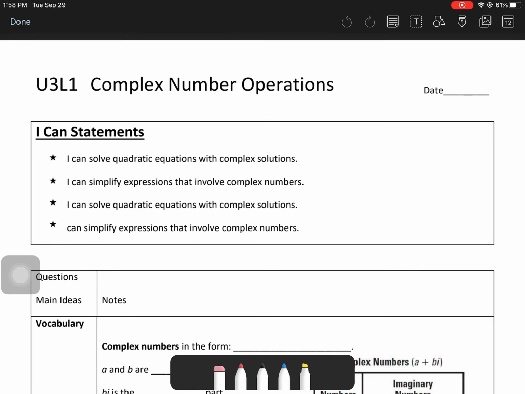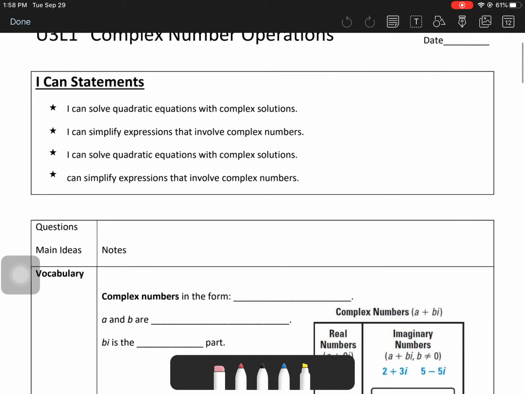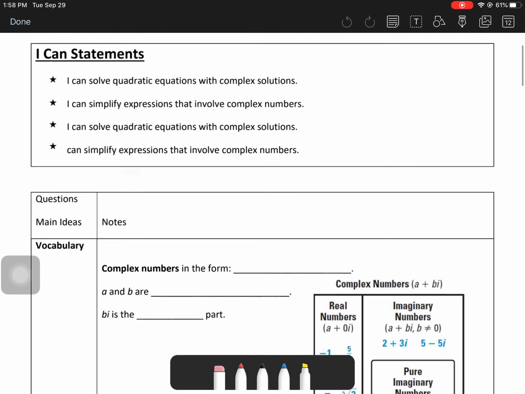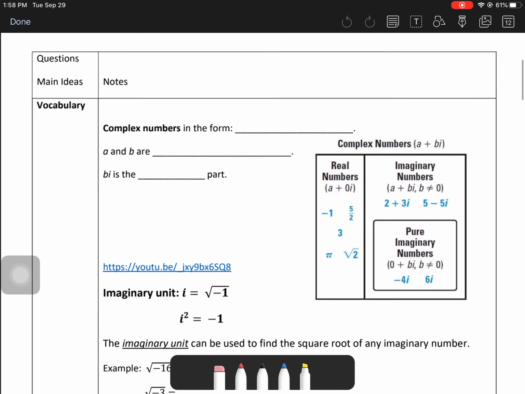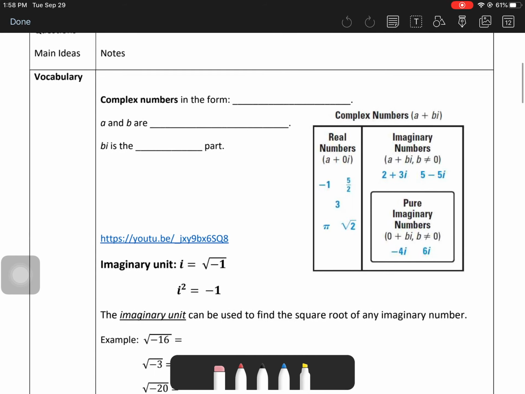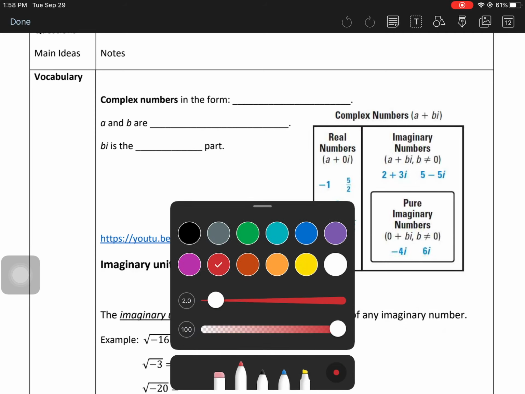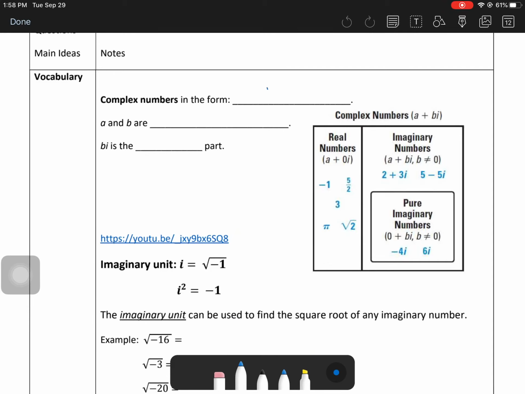In this lesson, we are going to be starting our work with complex numbers. A complex number involves a real number and an imaginary number. Complex numbers are always in the form of a plus bi. The a and the b are real numbers.